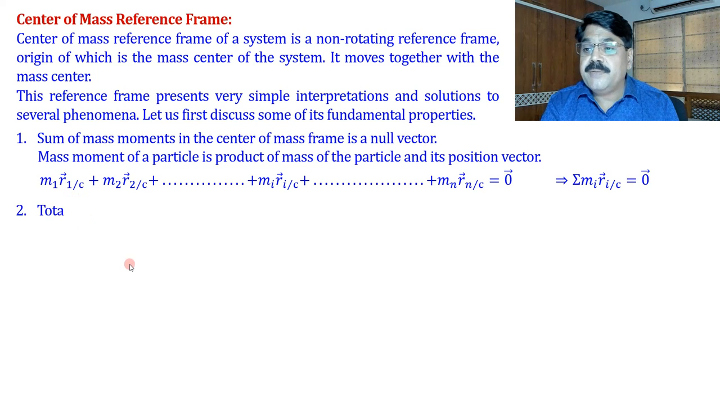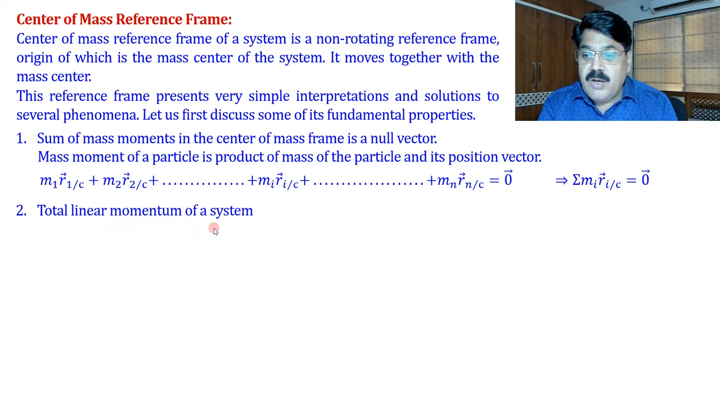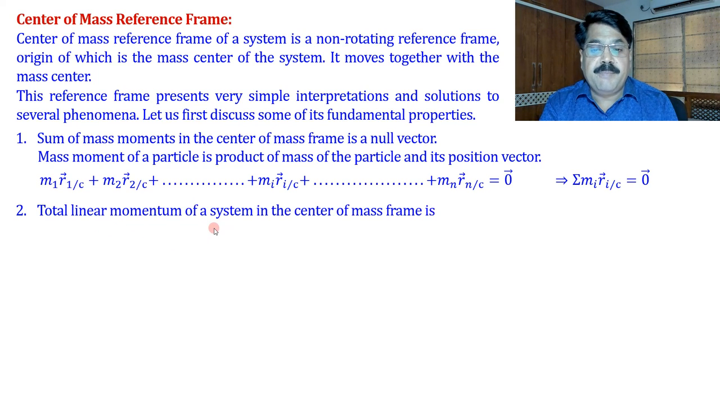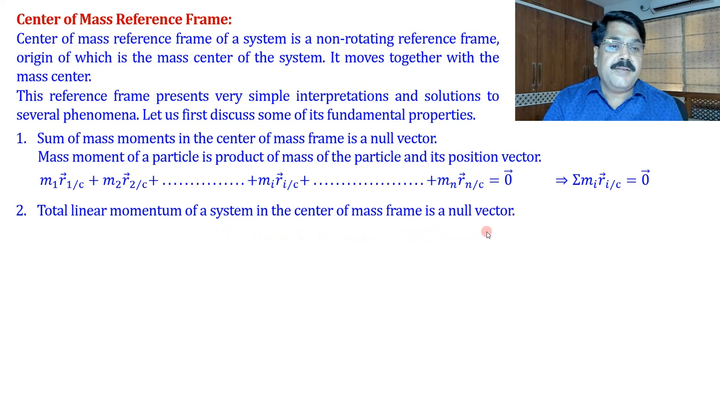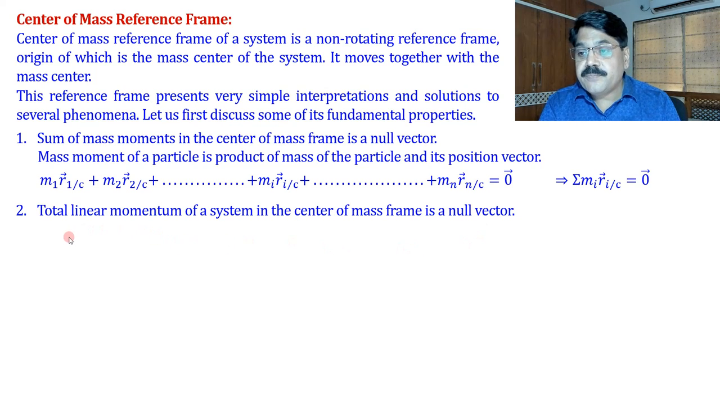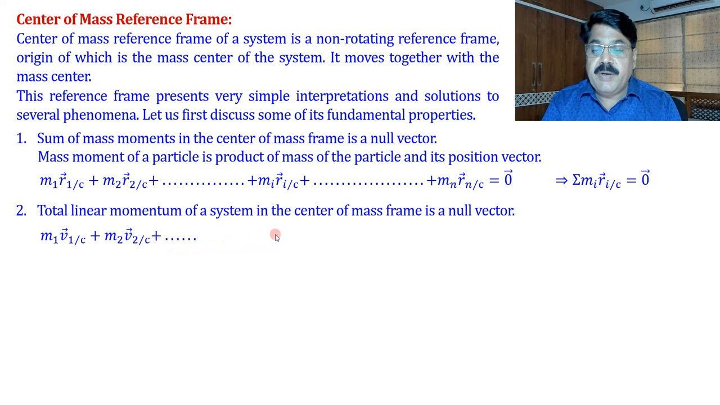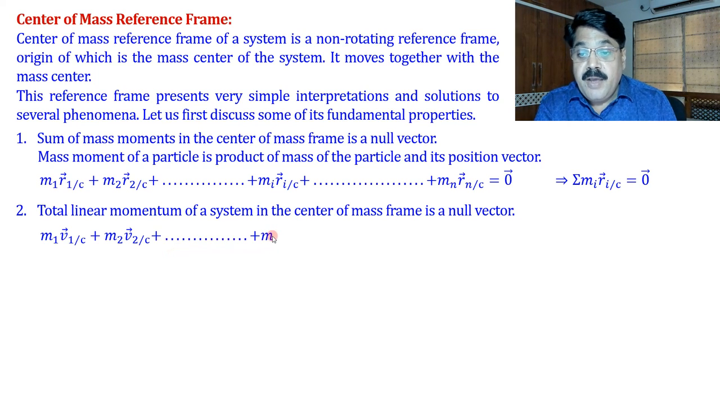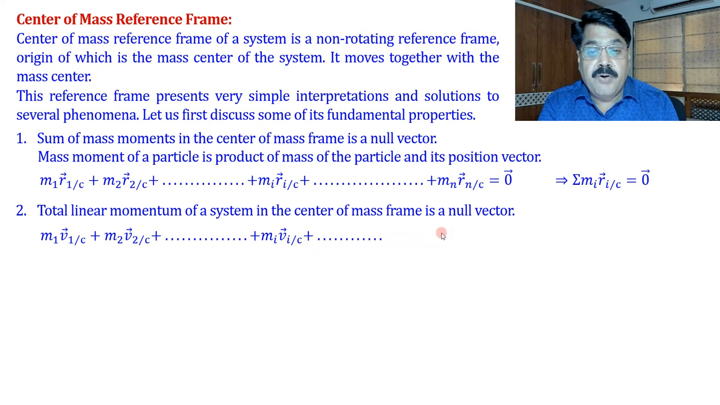Now what is the second property? Total linear momentum of a system in the center mass frame is a null vector. That is a very simple idea. If you use the momentum method in the center mass frame, what do we get? Always the total momentum will be 0. So we can write here M1 V1 vector with respect to C plus M2 V2 vector with respect to C and so on. Similarly for the ith particle, Mi Vi vector with respect to C, and for the nth particle, Mn Vn vector with respect to C is equal to null vector.